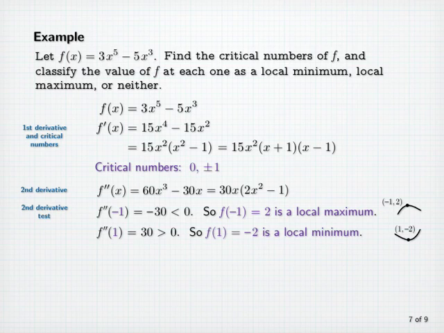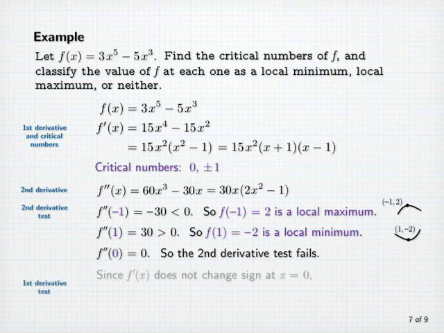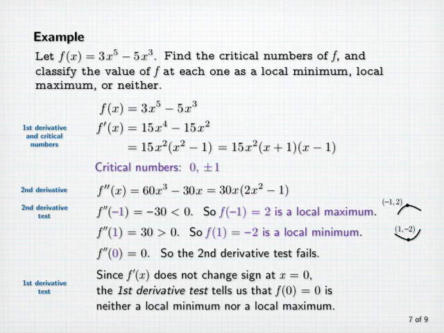Now let's consider 0. The value of f double prime at 0 is 0, so the second derivative test fails. So now let's apply the first derivative test. Since f prime of x does not change sign at x equals 0, this is because of the x squared factor in f prime of x, the first derivative test tells us that f of 0, which is 0, is neither a local minimum nor a local maximum.